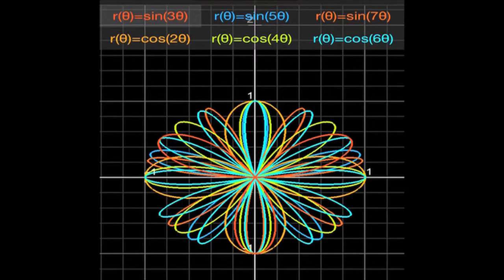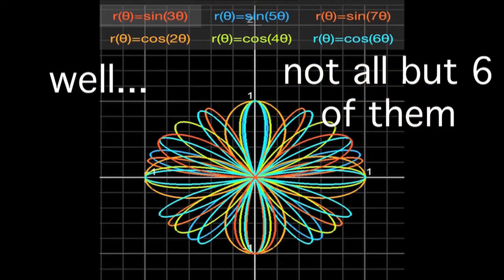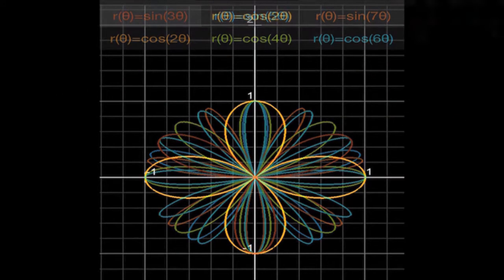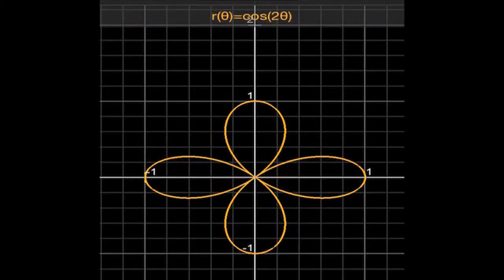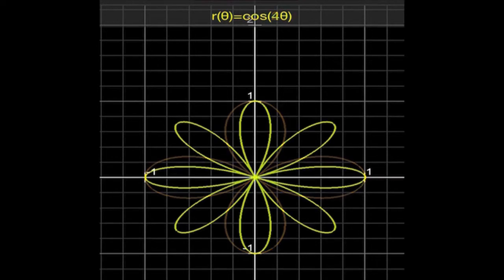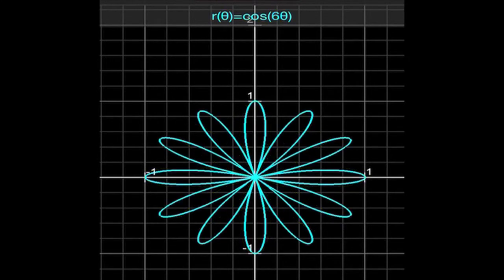So how do we tell the difference between these roses? There. That's all the roses. And boom. That's when the argument is twice. Boom. Even roses. That's when the argument's 4 times. And that's when the argument is 6 times. We see we have a doubling when the argument is even.